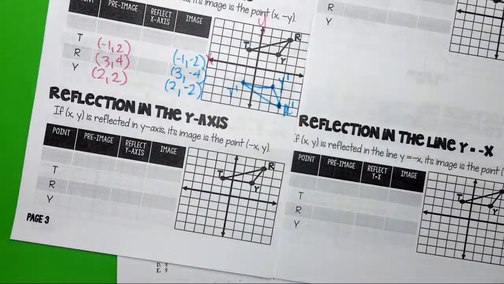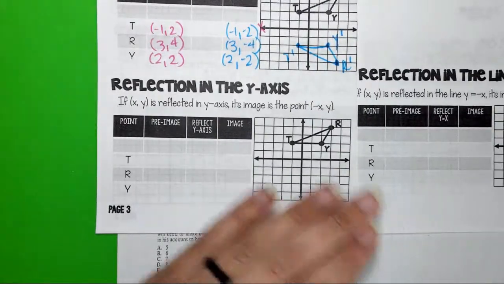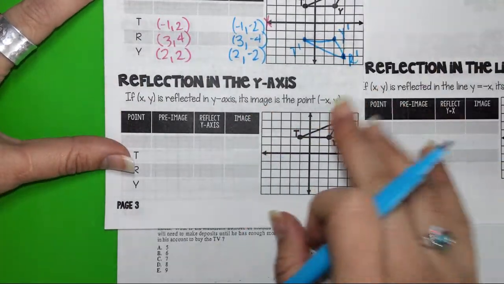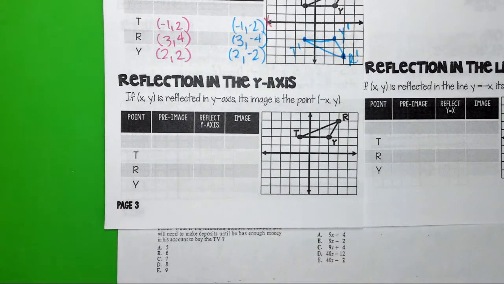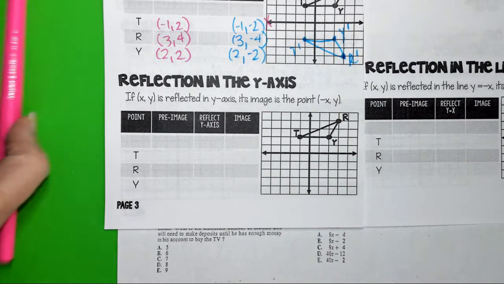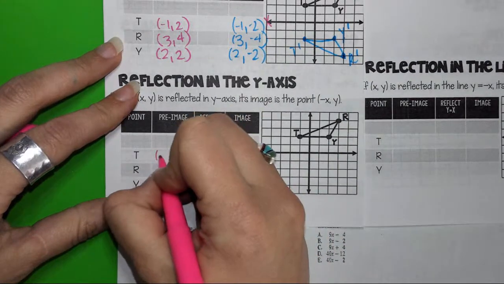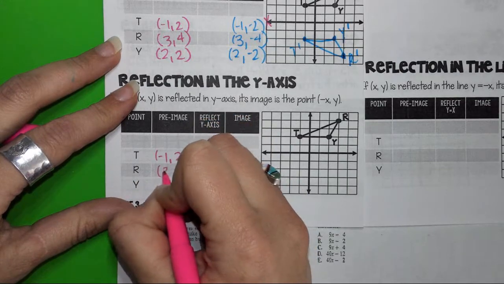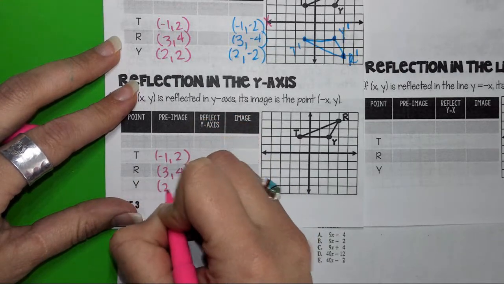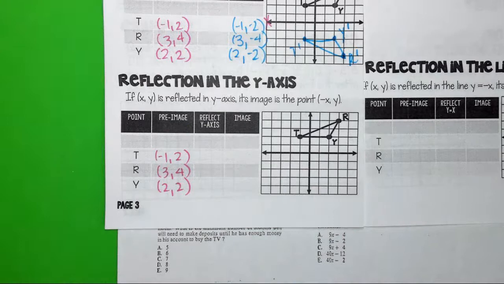Okay, so now the y-axis. When we flipped it across the x-axis, we changed our y value. So what are we going to change when we flip it across the y-axis? Your x value. So let's write this down again. Negative 1, 2, 3, 4, 2, 2. So we're doing the same image every time. Does everybody have that?